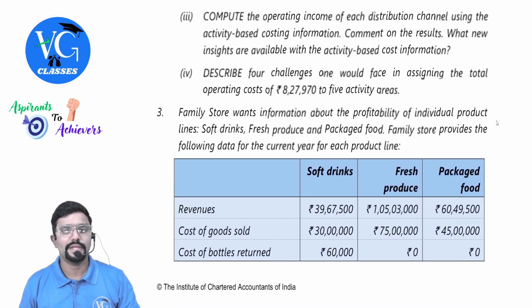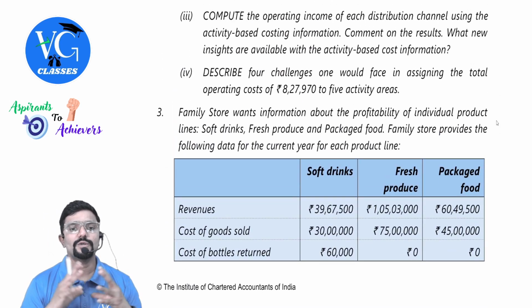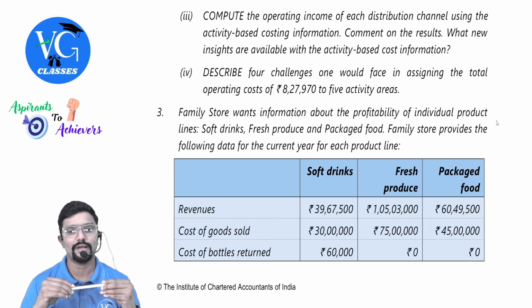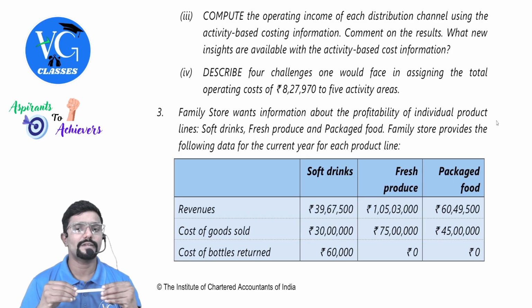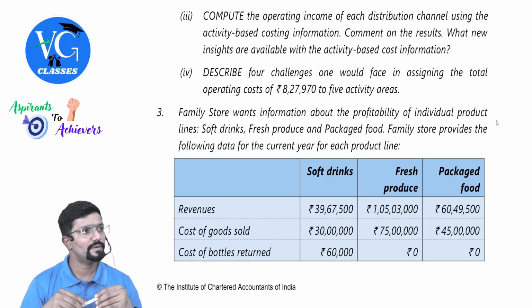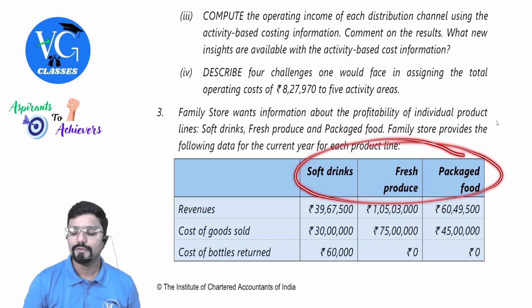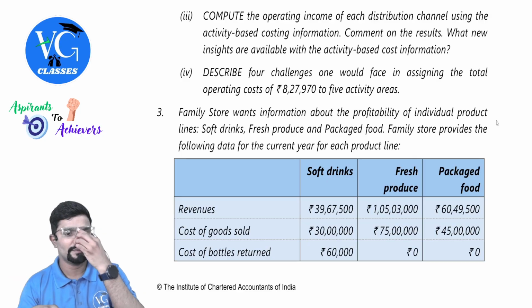Question number 3, guys. Family store wants information about the profitability of individual product lines: soft drinks, fresh produce, and packaged food. Three product lines they have. Family store provides the following data for the current year for each product line. So what is their cost object, guys? Soft drinks, fresh produce, packaged food.